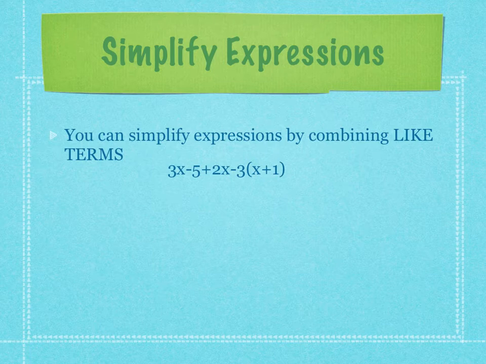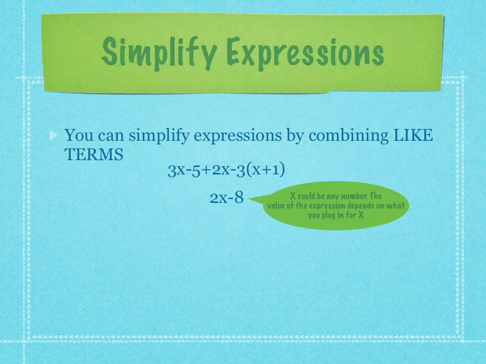If you pause this presentation and do the distributive property first, and then combine the like terms here, you'll see that this simplifies to 2x minus 8. This is a much simpler way of writing the same quantity. Notice that x could be any number. The value of this expression simply depends on what we decide to plug in for x.